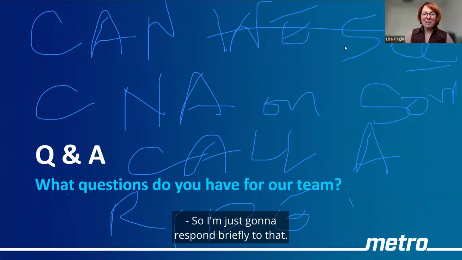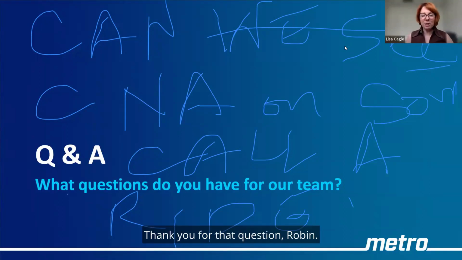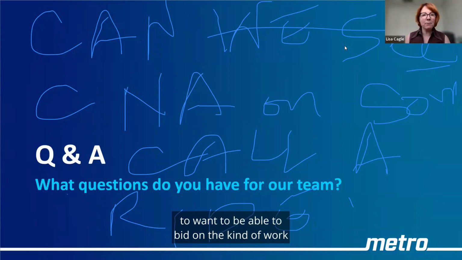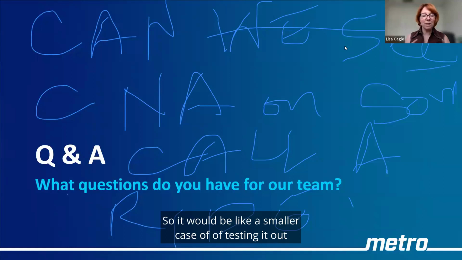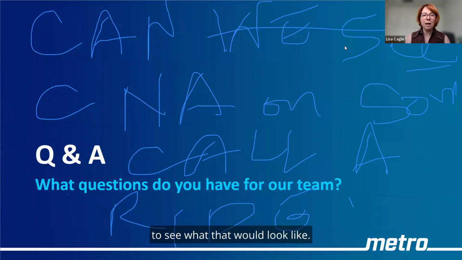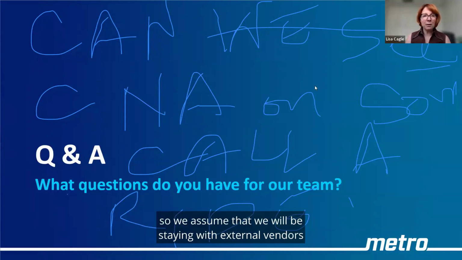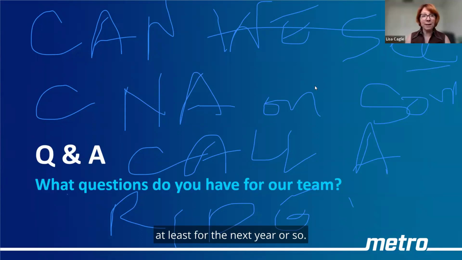So I'm just going to respond briefly to that. Thank you for that question, Robin. I hear you. So there is a move from our union to want to be able to bid on the kind of work that has been sort of piloted currently with other services. We are working on a plan to sort of test bringing it in-house. So it would be like a smaller case of testing it out to see what that would look like. We don't have that plan in place yet. So we assume that we will be staying with external vendors at least for the next year or so. So it won't be immediate.